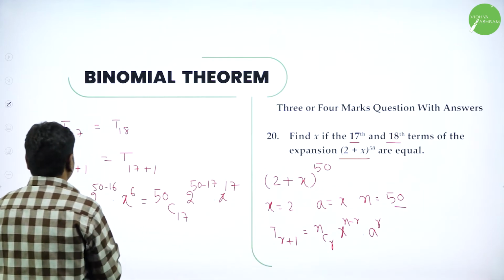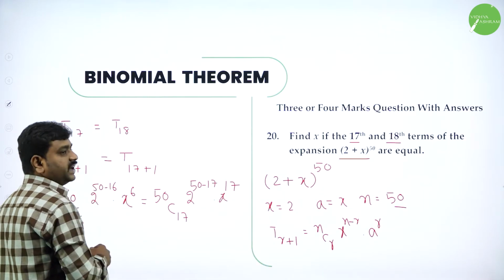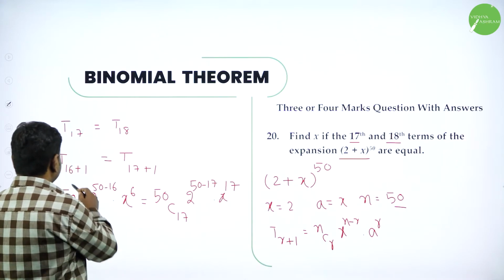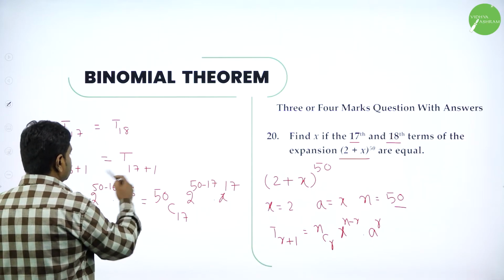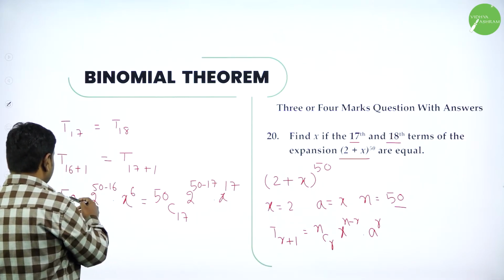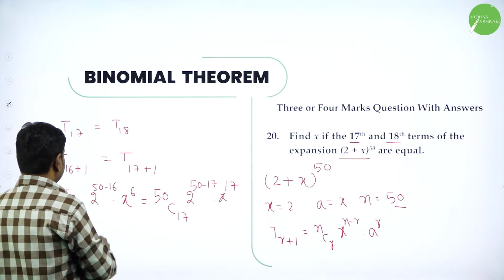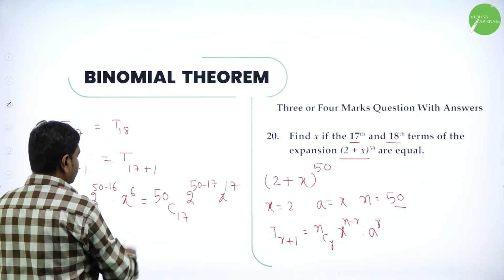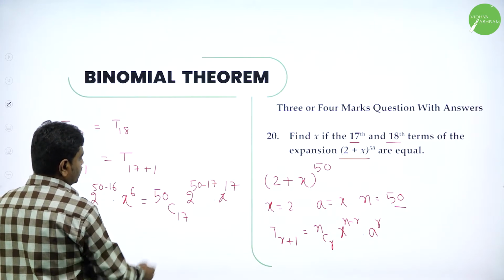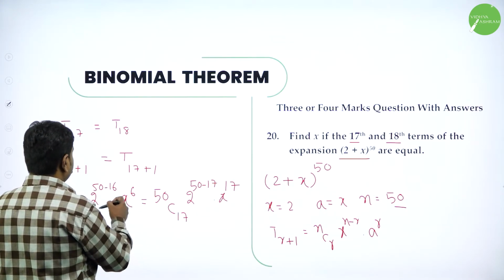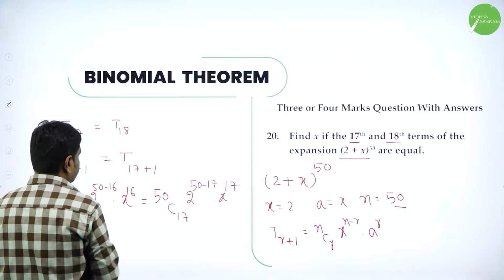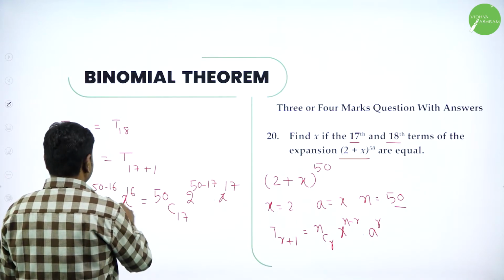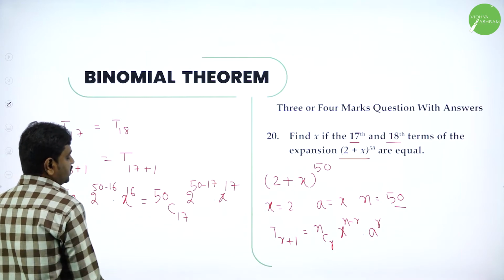So they told T17 is equal to T18. T17 is T16 plus 1, and T18 is this. So this is nC50 C16, 2 power 50 minus 16, x power this. 50 C17. So x, you transfer that side. Here you will get x power 16. x power r, r is what? 16. So r 16, transfer that side.